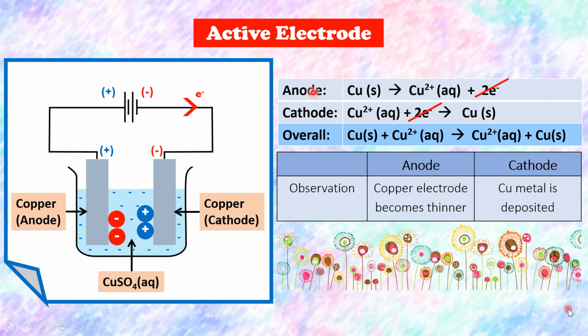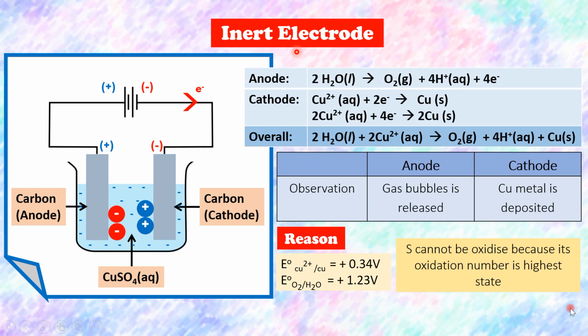Active electrode is an electrode that can be oxidized or reduced in half reaction. For example, at the anode, copper solid undergoes oxidation and produces copper 2 plus ion and releases 2 electrons. Whereas at the cathode, copper 2 plus ion undergoes reduction by gaining 2 electrons and produces copper solid. This is the overall equation. For the observation, at the anode, copper electrode becomes thinner, whereas at the cathode, copper metal is deposited. Inert electrode does not participate in the chemical reaction, but serves as a source of electrons.